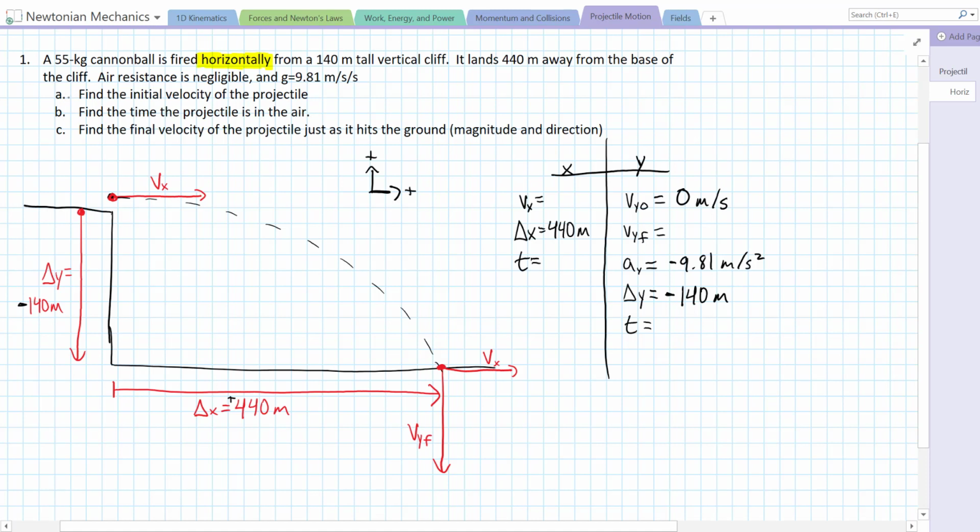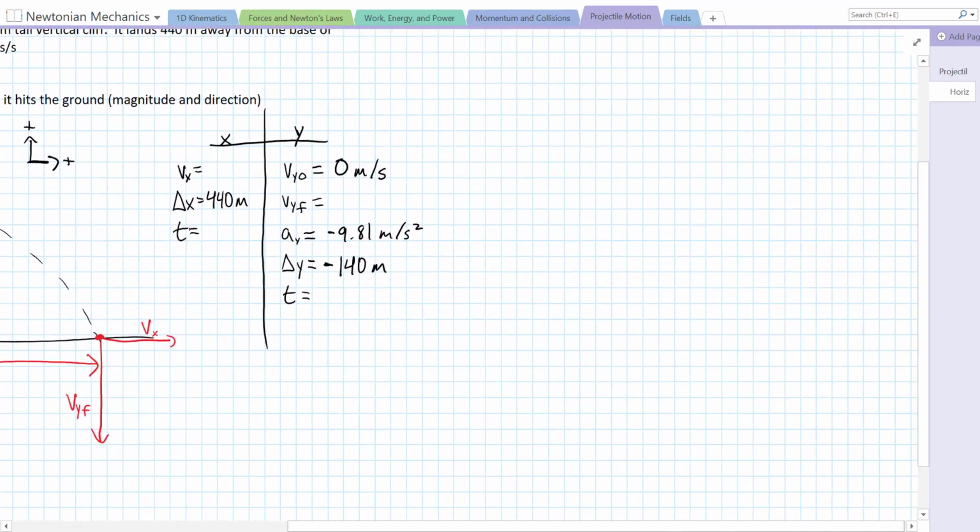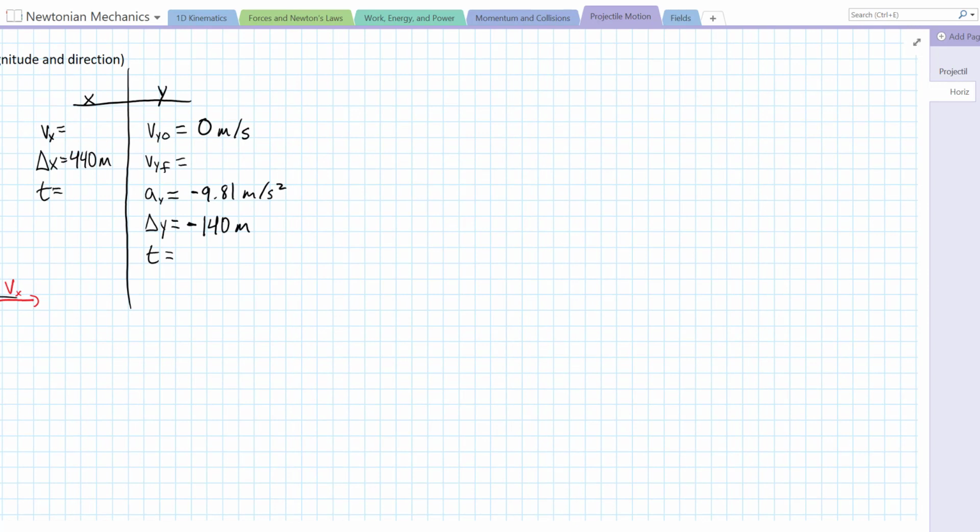In part A, we need to find the initial velocity of the projectile. Since it's launched horizontally, our initial velocity is just going to be Vx. However, to solve for Vx, we're going to need the time. And we can't solve for time using the x component of motion. So let's look at the y component of motion. In the y component of motion, we do have enough variables to solve for our time. So we need to choose the correct kinematics equation that has Vy initial, ay, delta y, and t in it. And that equation is going to be right here.